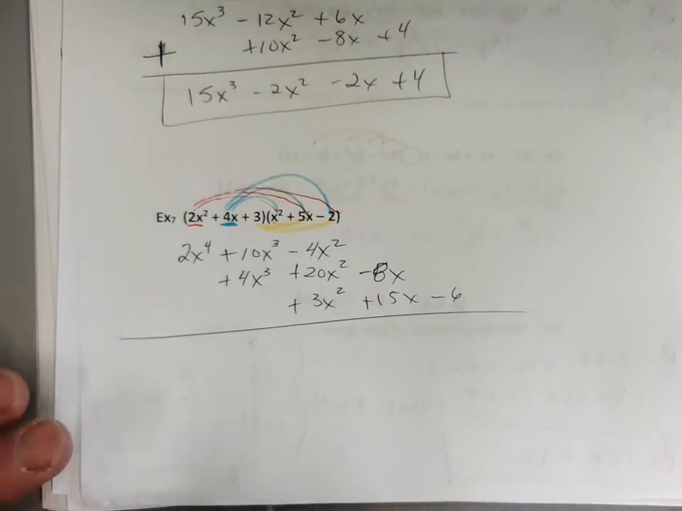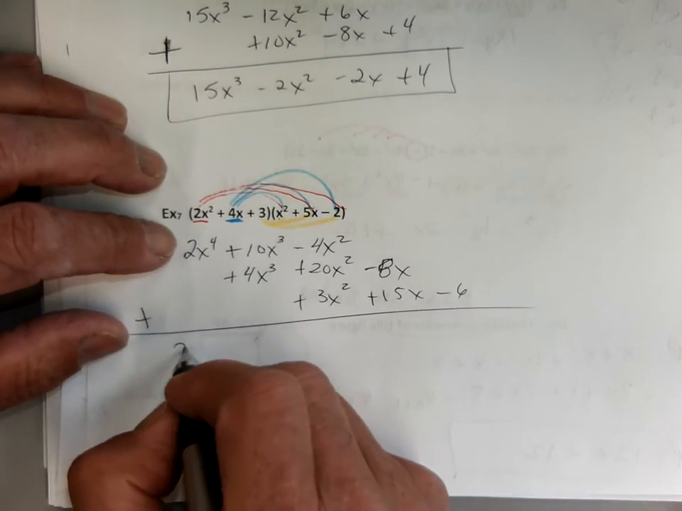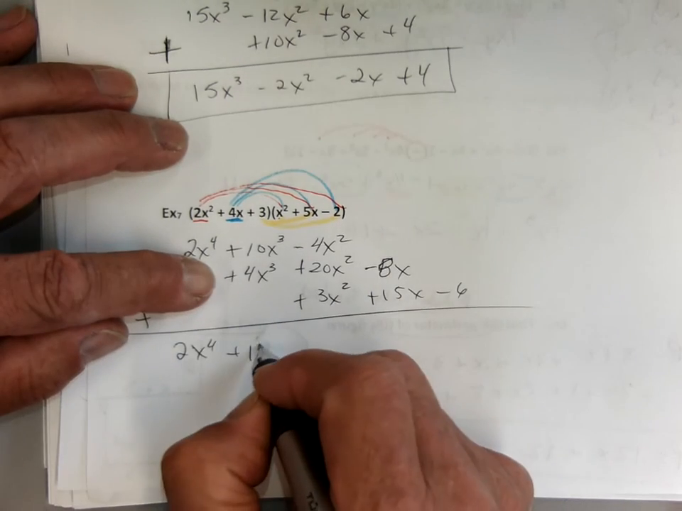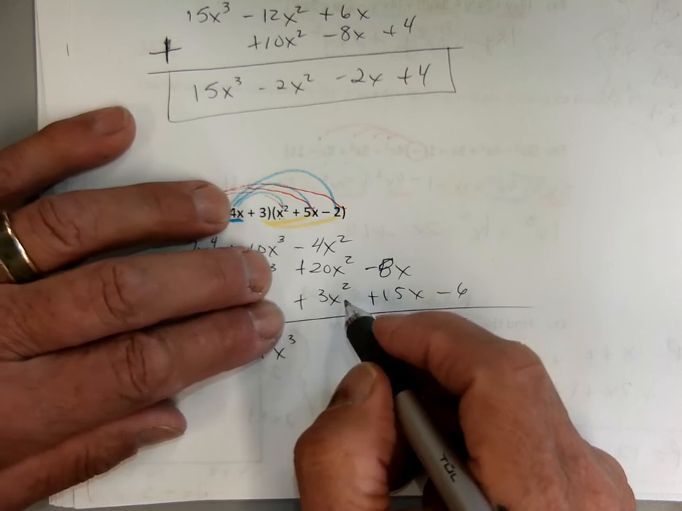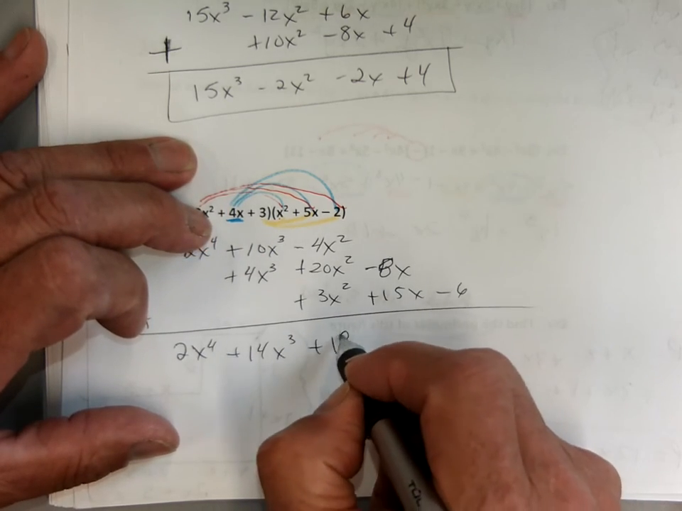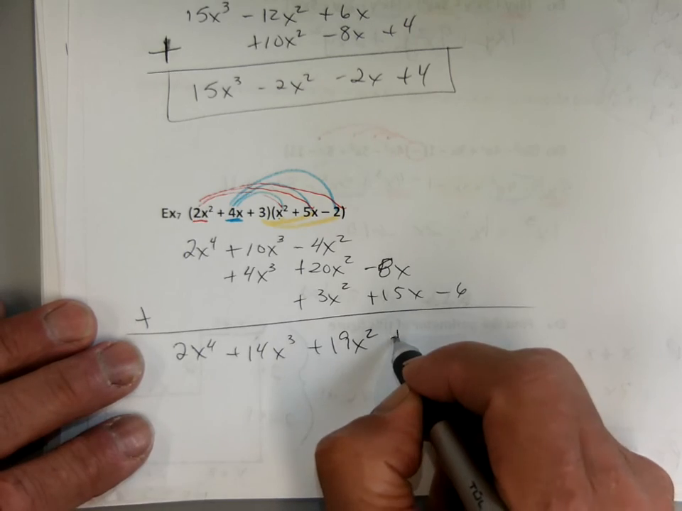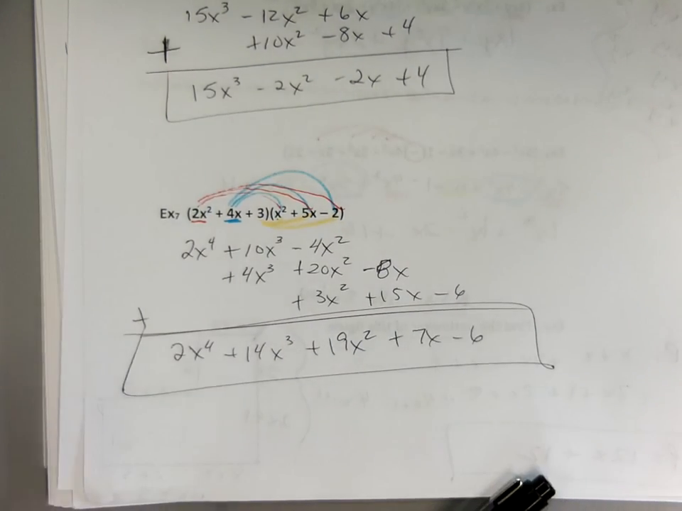And let's see what I have. I will have a 2x to the 4th plus a 14x cubed. Let's see, it's going to be a 19, I think, plus a 19x squared plus a 7x minus 6. Whew, that's a big, big problem.